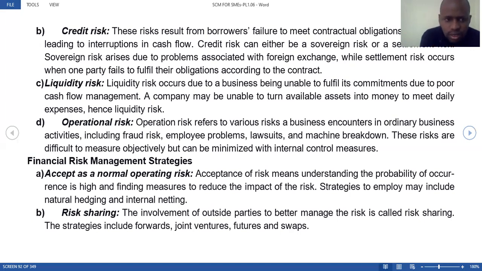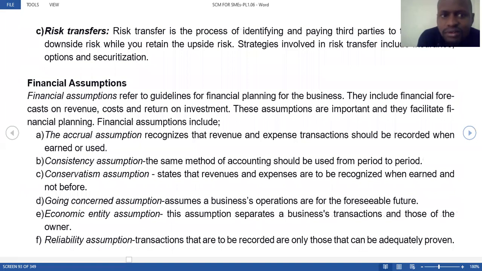Okay, then we have risk transfer. You can decide to transfer the risk to another organization or a third party for that matter.